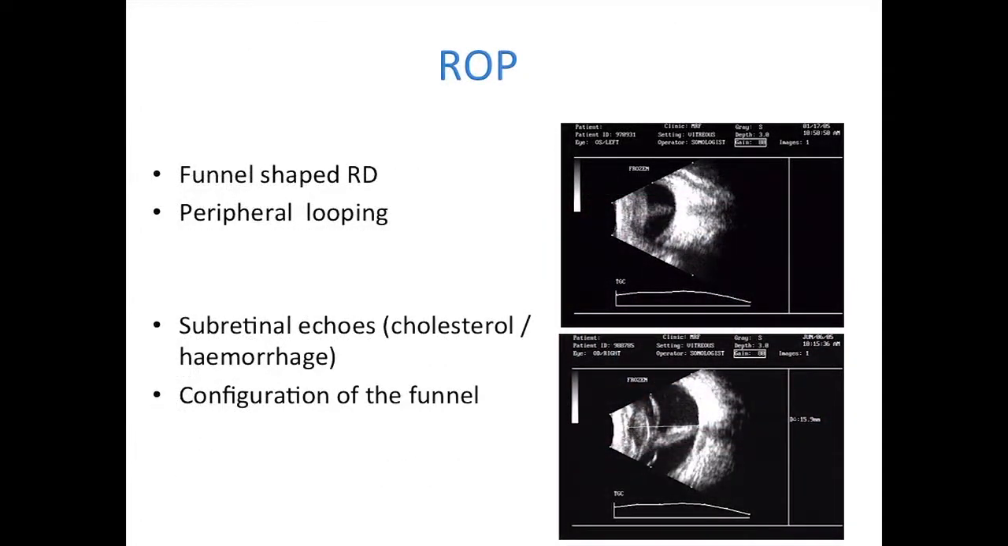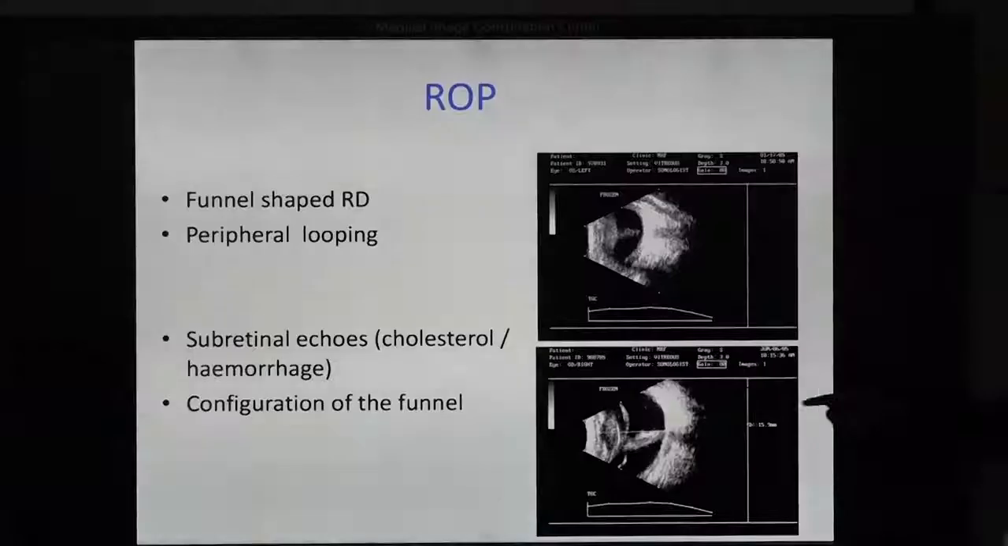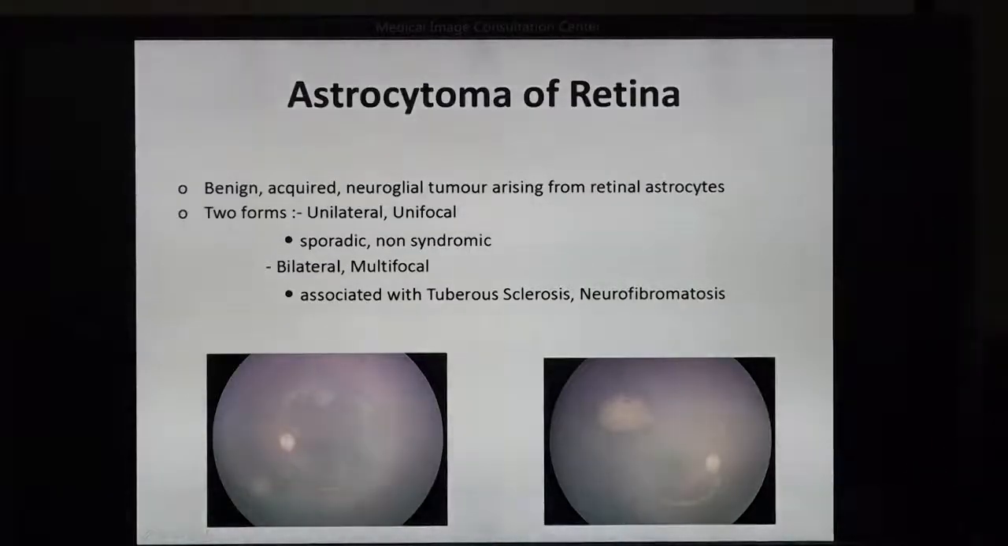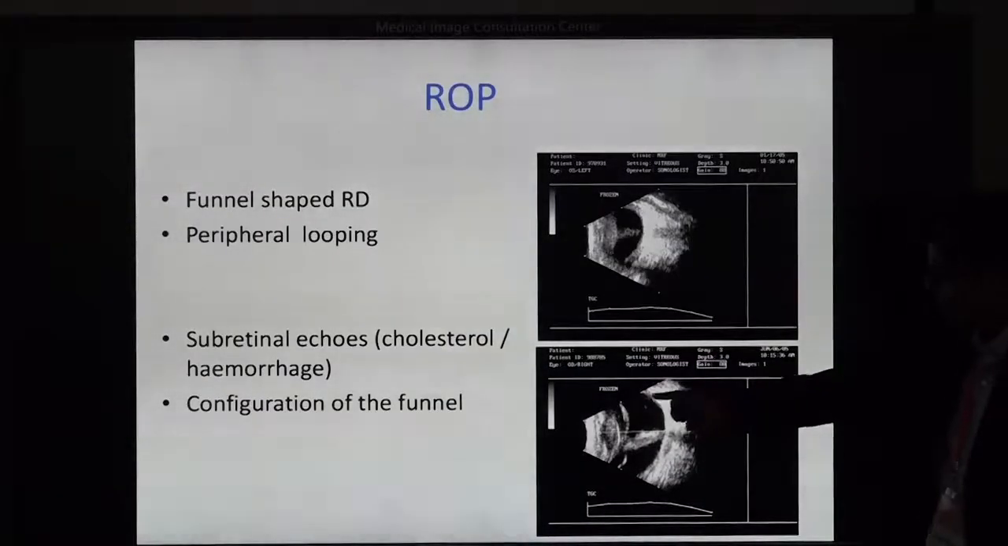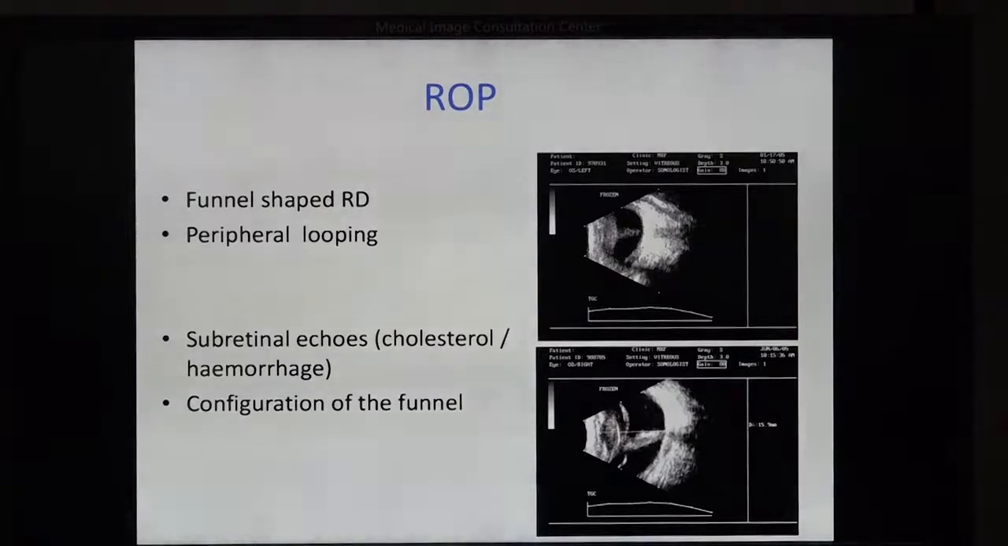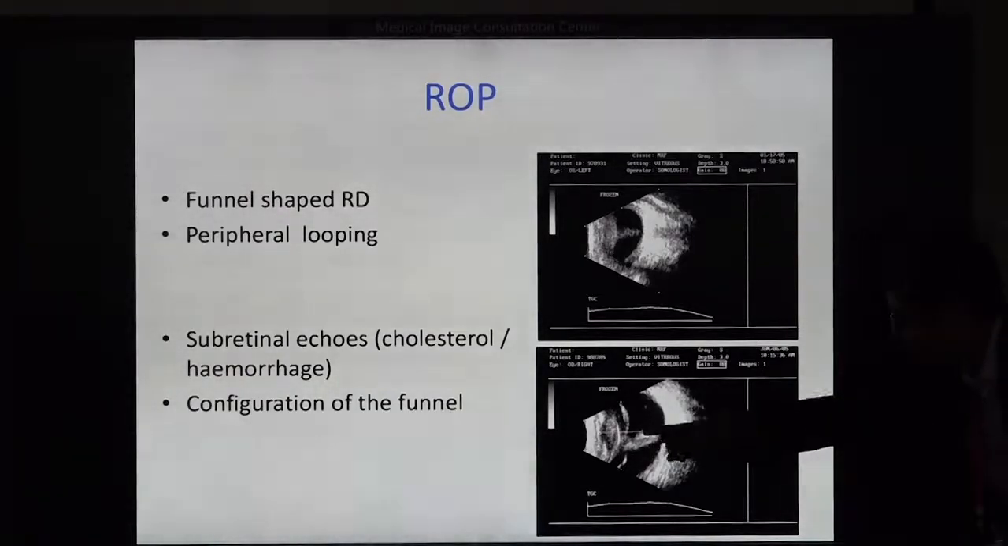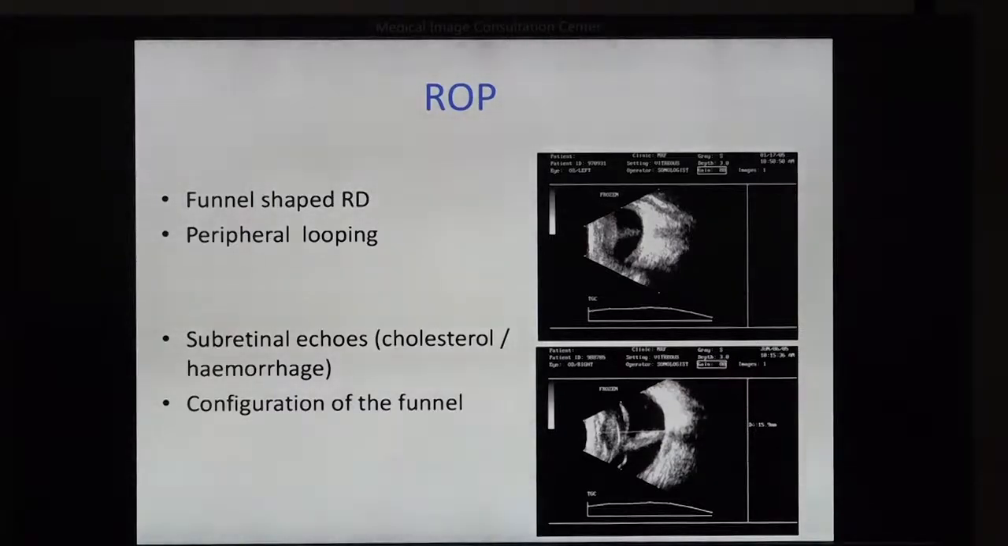When you do an ultrasound in ROP to decide whether you want to operate on a child with stage 5 ROP or not, you have to look at the peripheral looping, and you also look at what you see in the subretinal space. If you see a lot of mobility in the subretinal space, then very likely you're dealing with a case of ROP with crystals, and the child is not going to do well. And if this loop extends very far into the periphery, then your dissection is going to be very, very difficult. So these are surgical decisions that one can take by looking at the ultrasound of the child with ROP.